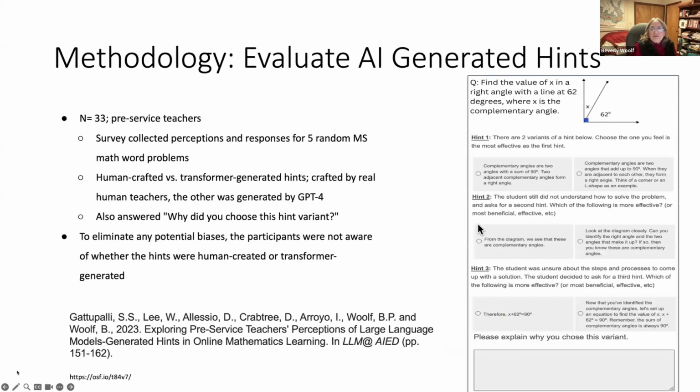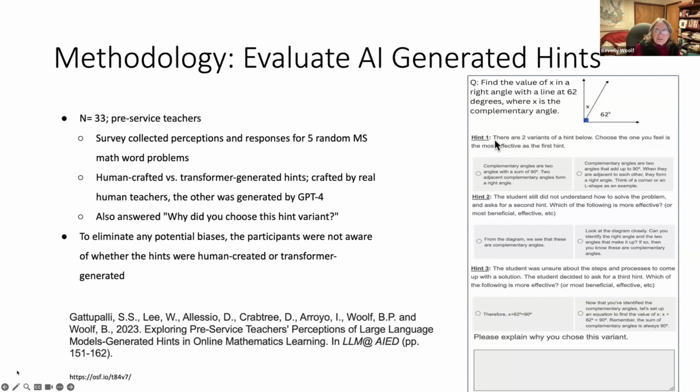So this is a problem in math. Find the value of x in a right angle with a line at 62 degrees, where x is the complementary angle. That's pretty straightforward. So this is the first hint that we showed to ChatGPT, the second, the third.